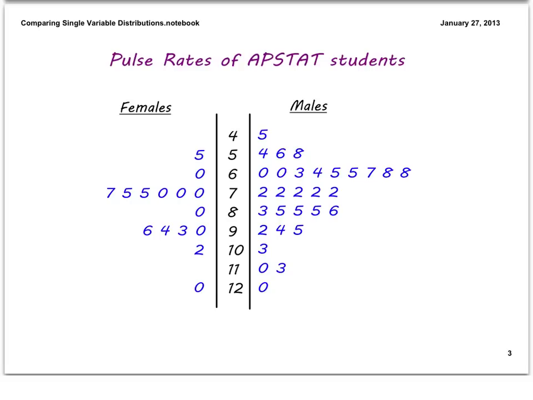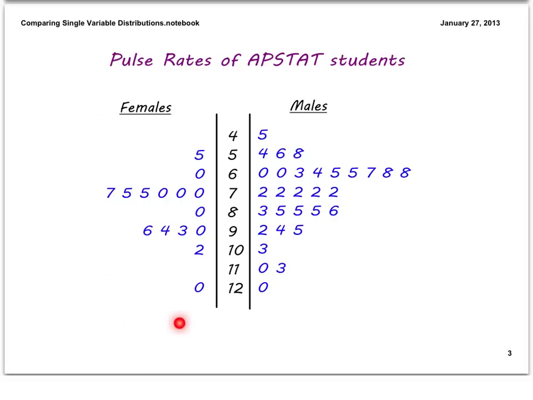If you don't already have your pulse rate sheet from class, you may want to go ahead and grab that so you can see how we created this back-to-back stem plot. For the male pulse rates, it is very similar to the way that we created it in class, being that this stem plot is on the right-hand side. So my stems are 4 through 12 to represent tens, and my leaves are the ones place of all the pulse rates of the students in both classes. And so again, we just list the stem in numerical order, and for each stem that we are given, we list the leaf in numerical order.